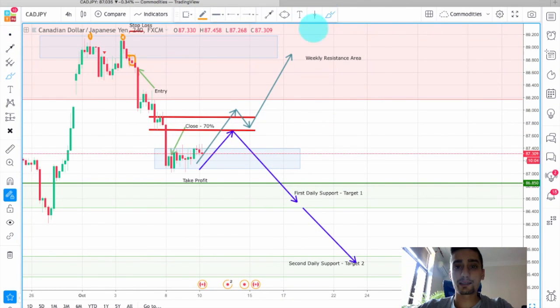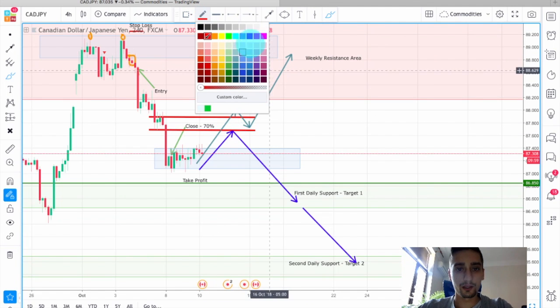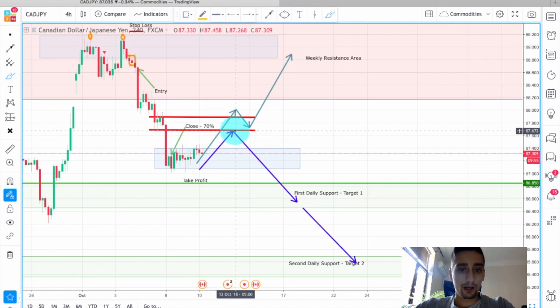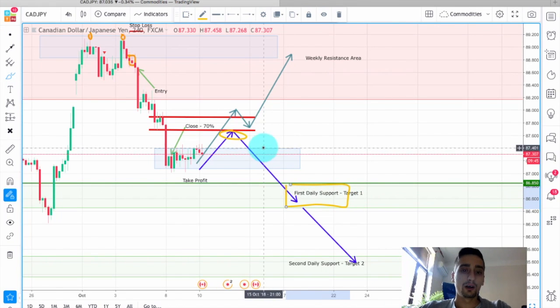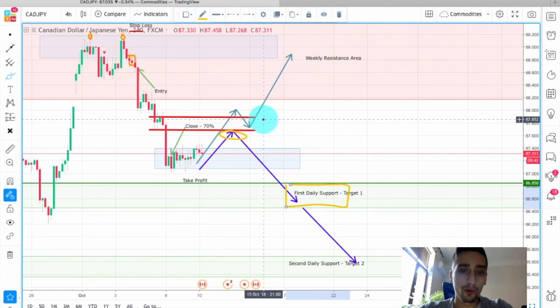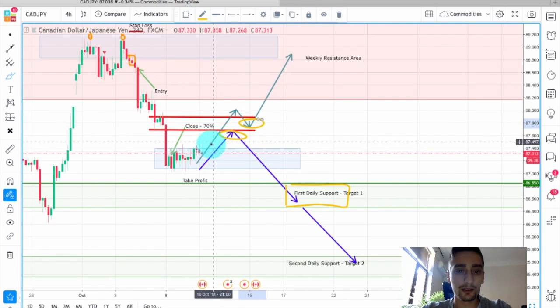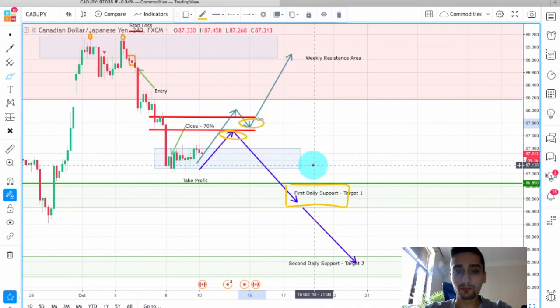So in this case, there are a few opportunities. I'll look for entries. Let's just pick some other color. I'll look for entries either here for a sell trade, and I'll take some of the profits here when it reaches this daily support area. We can also look for buy opportunities here if we actually see this breakthrough.